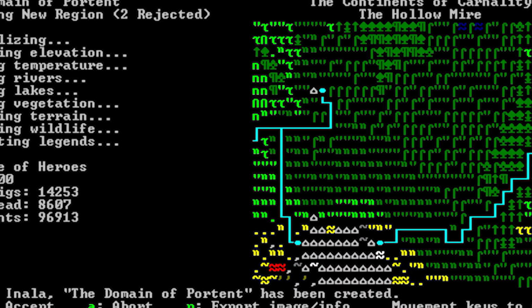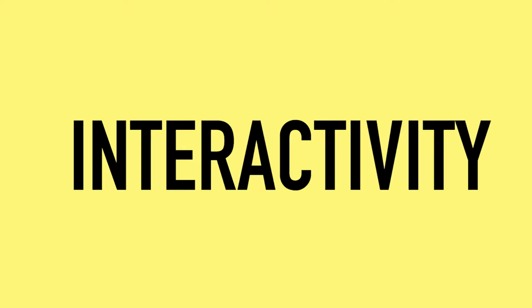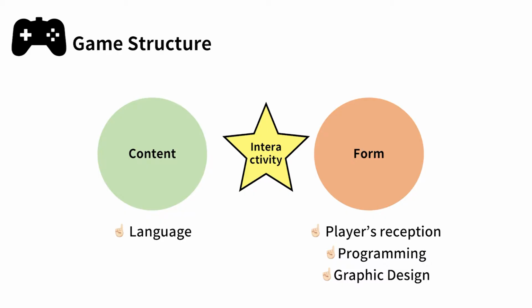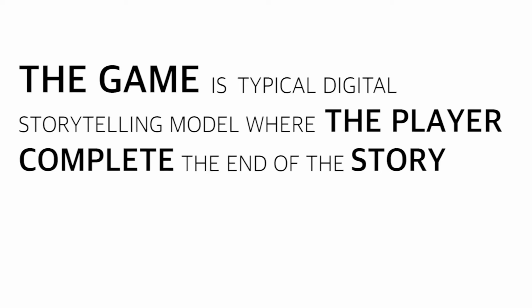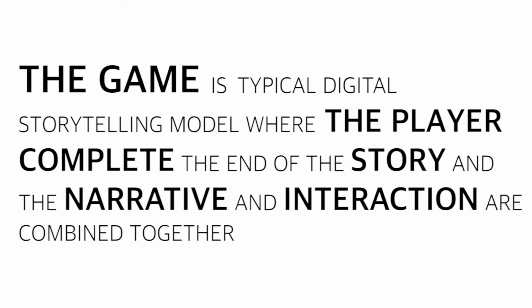On the other hand, game is a more complex media because they add interactivity in their narrative. There is a player. The content is composed of the game language like line, video, and audio. Its form is actually the significant part: the player's reception, programming, graphic design, and etc. It encompasses the player's real-time form of acceptance based on prior planning, directing, and interaction. In a word, the game is the typical digital storytelling model where the player completes the end of the story and the narrative and interaction are combined together.